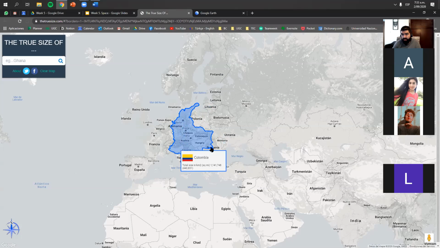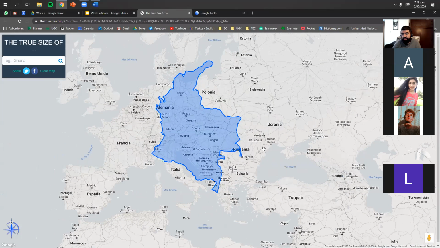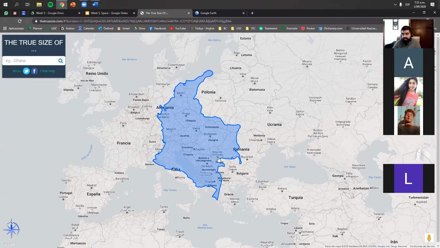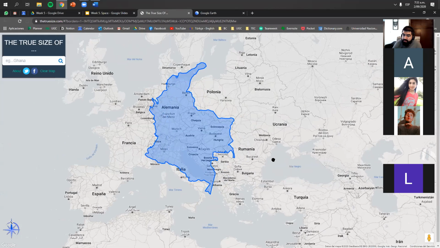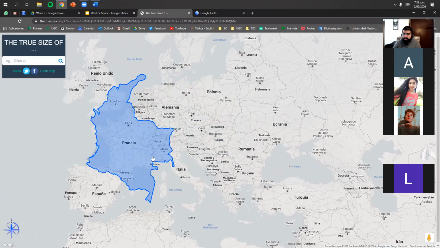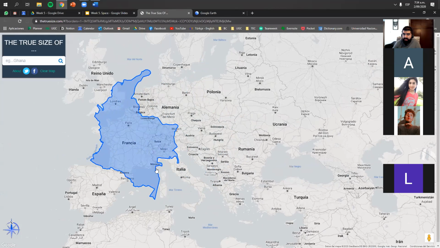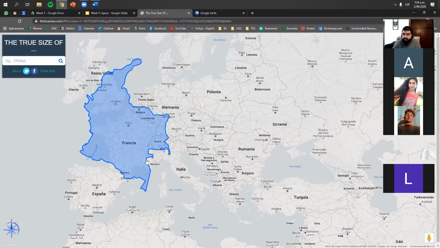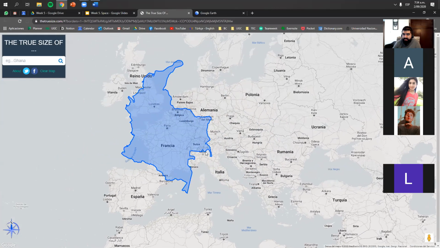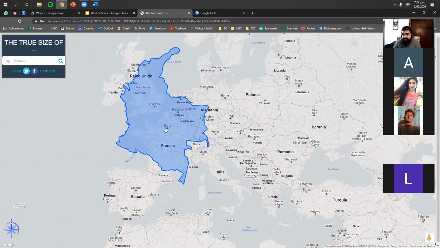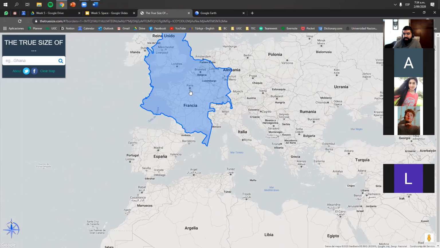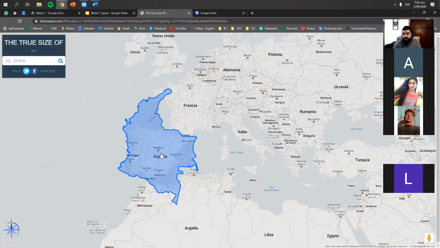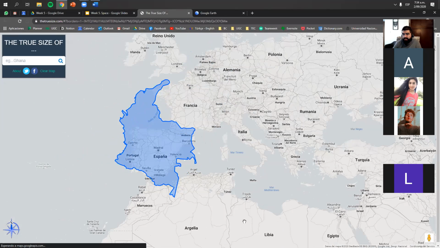So look, this is Colombia. If Colombia was in Europe, it would be one of the biggest countries, as you can see. It's not bigger than Europe, but it's bigger than many countries. So for instance, France could be inside Colombia, and Colombia could cover both France and the United Kingdom, or Spain and Portugal, and still it would have more space. So yeah, it's very big, as you can see.